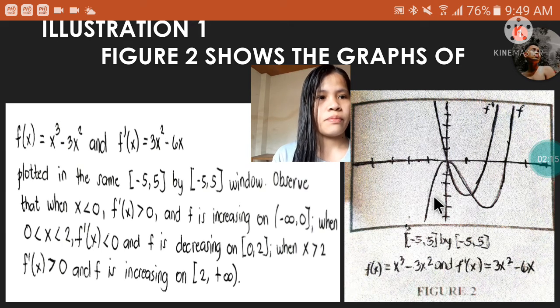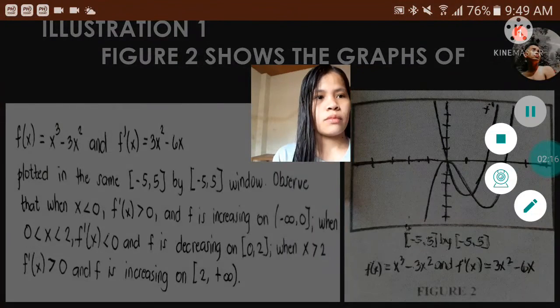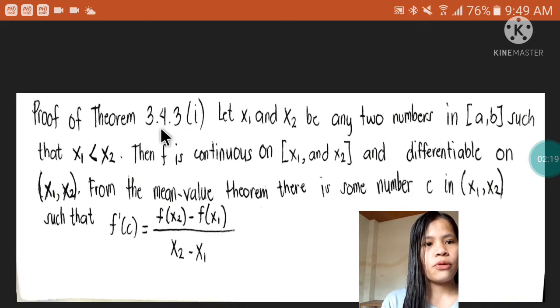In the proof of theorem 3.4.3, let x sub 1 and x sub 2 be any two numbers in the closed interval a and b such that x sub 1 is less than x sub 2. Then f is continuous on x sub 1 and x sub 2 and differentiable on x sub 1 and x sub 2. From the mean value theorem, there is some number c in x sub 1 and x sub 2 such that f prime of c is equal to f of x sub 2 minus f of x sub 1 over x sub 2 minus x sub 1.